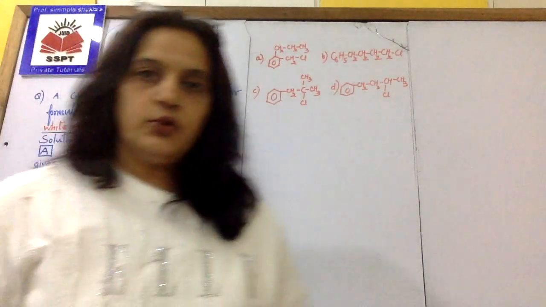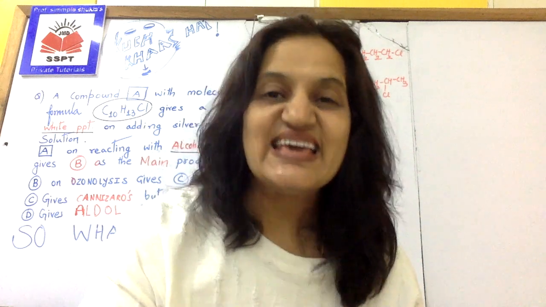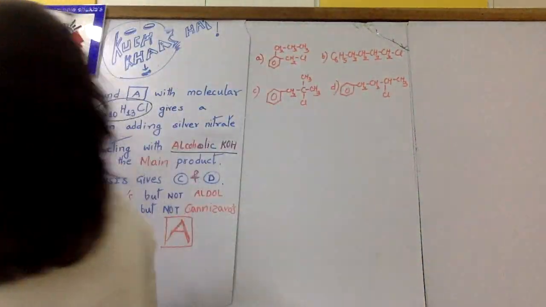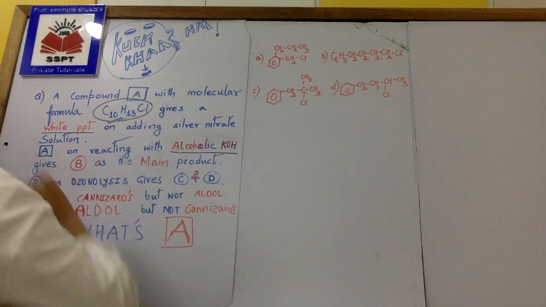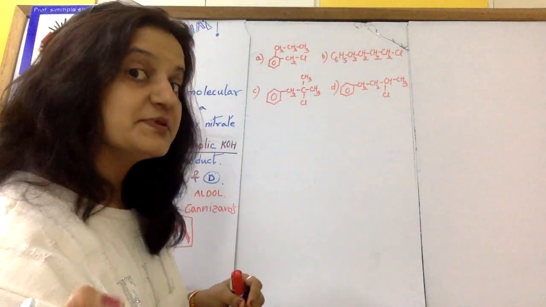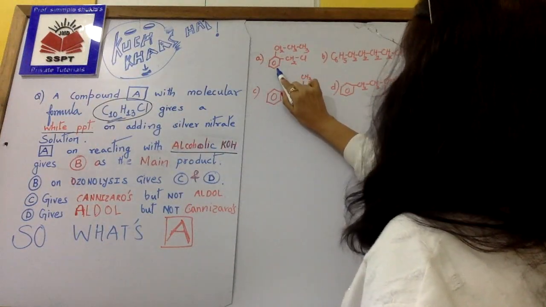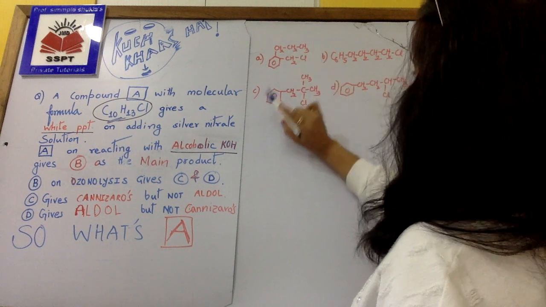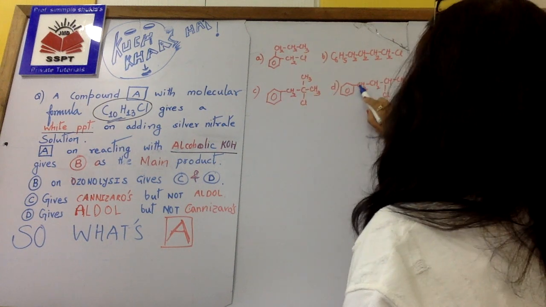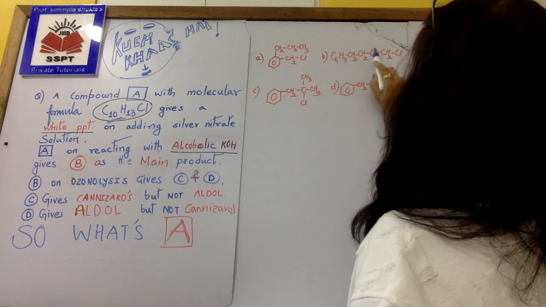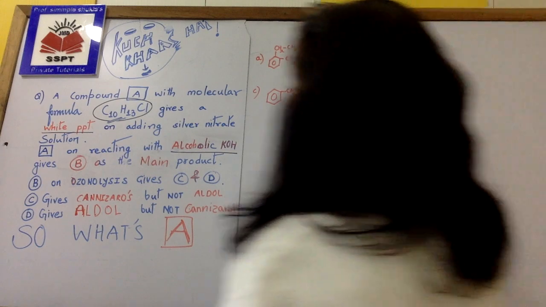Now, out of the given four options, we need to find which one is A. First step, C10H13Cl. Which one does not have 10 carbons? Let's find that first. 6, 7, 8, 9, 10. All of them have 10 carbon atoms.